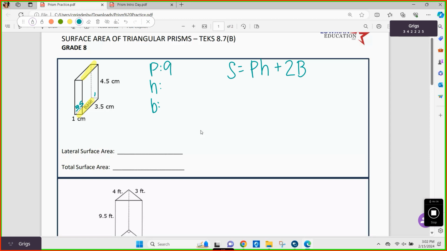Alright, height. You only do one instead of both. And then I'm going to find the distance between my bases, and the height would be 4.5. And then B is the area of the base, so it's my length and my width multiplied together to give me 3.5. Alright, so now when I plug in, I got 9 times 4.5 plus 2 times 3.5. I know that that's 7. 9 times 4.5 gives me what? 40.5.